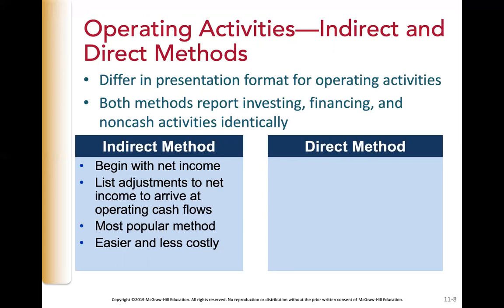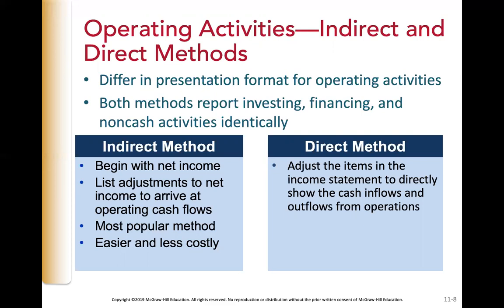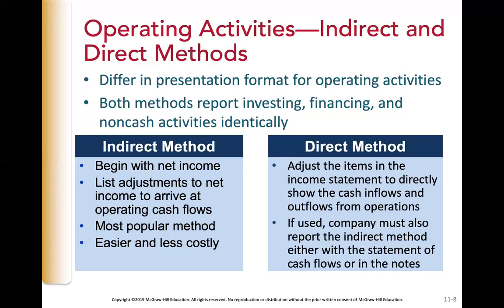Almost all major companies in the United States, the book says about 99%, prepare the statement of cash flows using the indirect method. The second method is the direct method, in which we adjust items in the income statement to directly show the cash inflows and outflows from operations, such as cash received from customers and cash paid for inventory, salaries, rent, etc. If a company decides to use the direct method to report operating activities, it must also report the indirect method either along with the statement of cash flows or in a separate note to the financial statements.